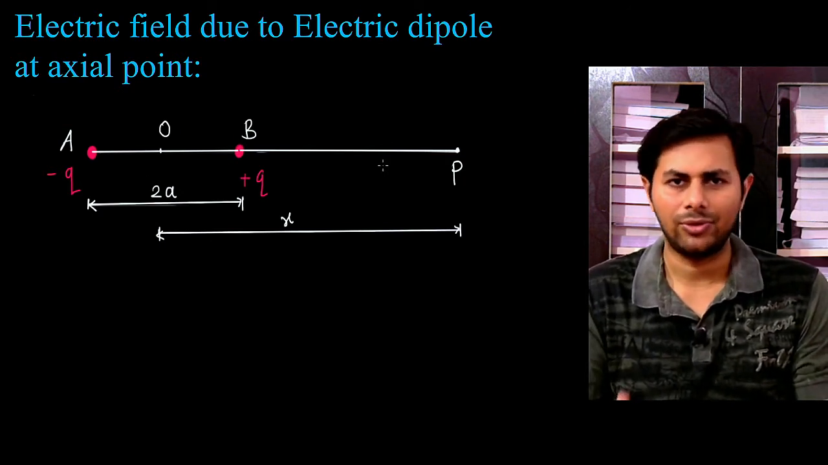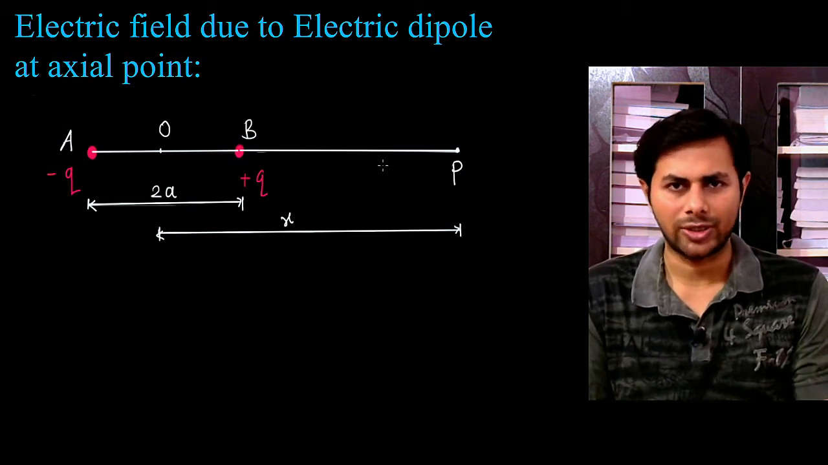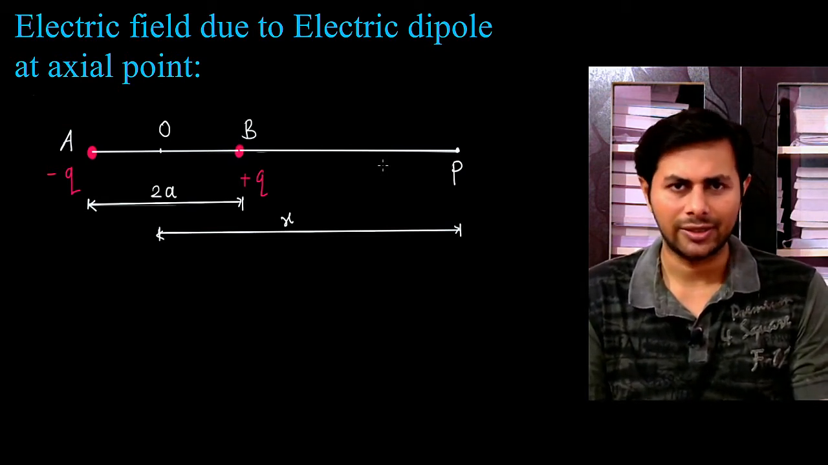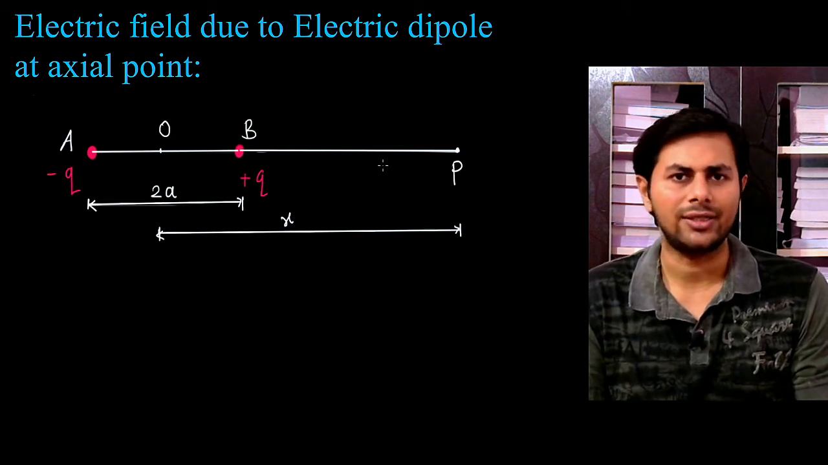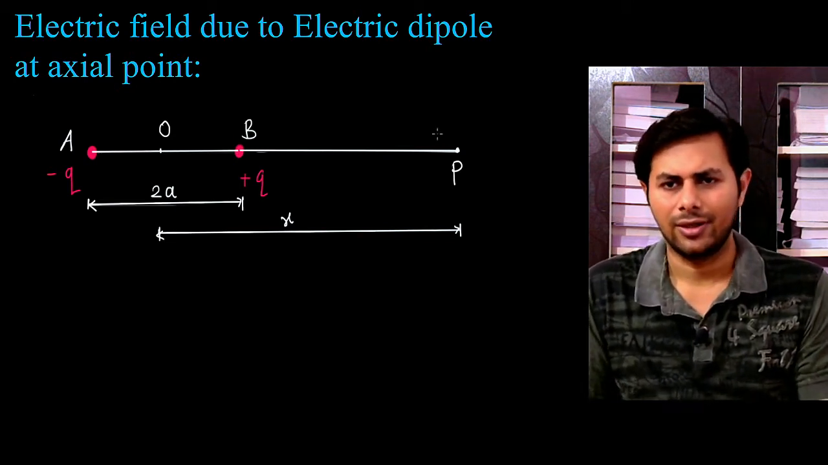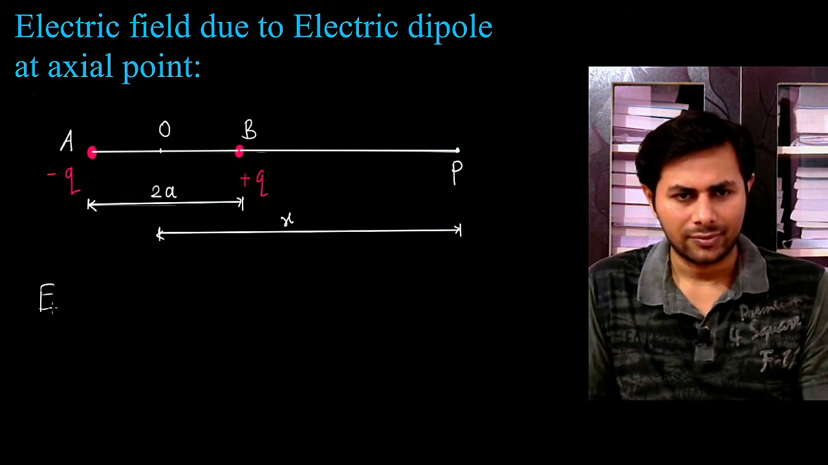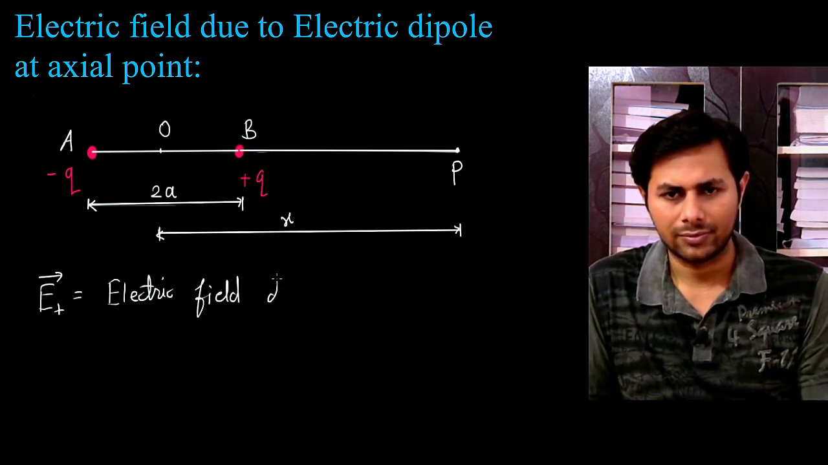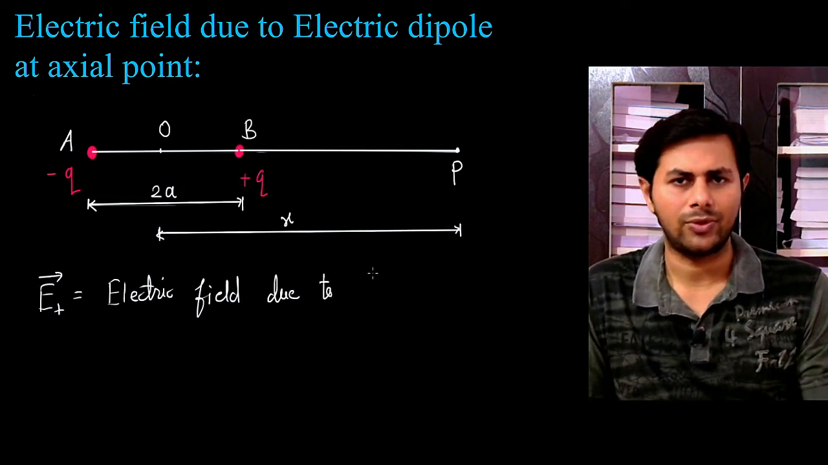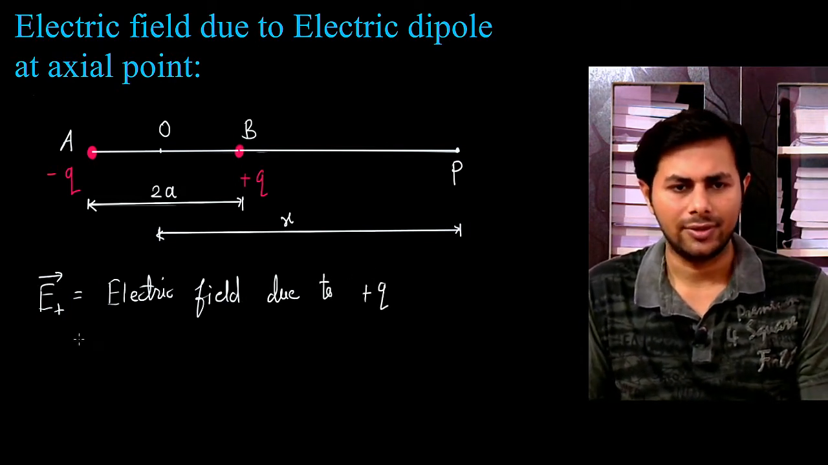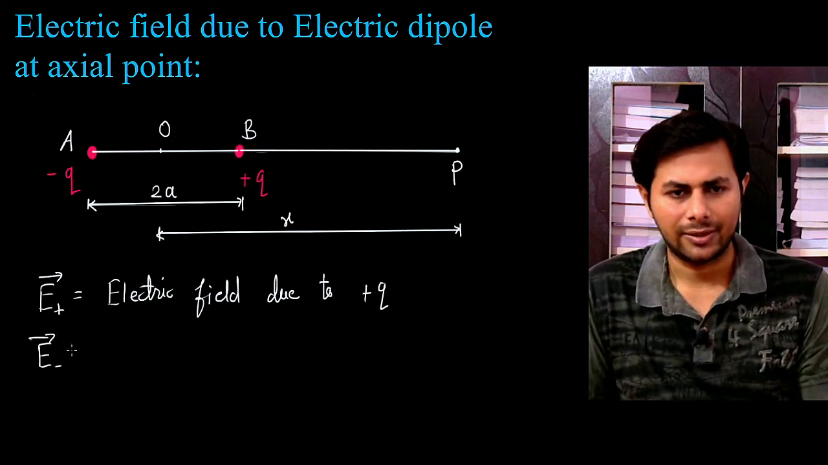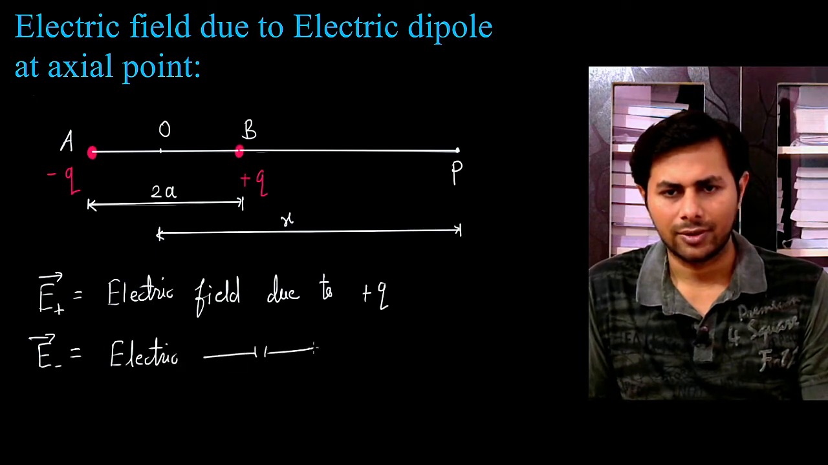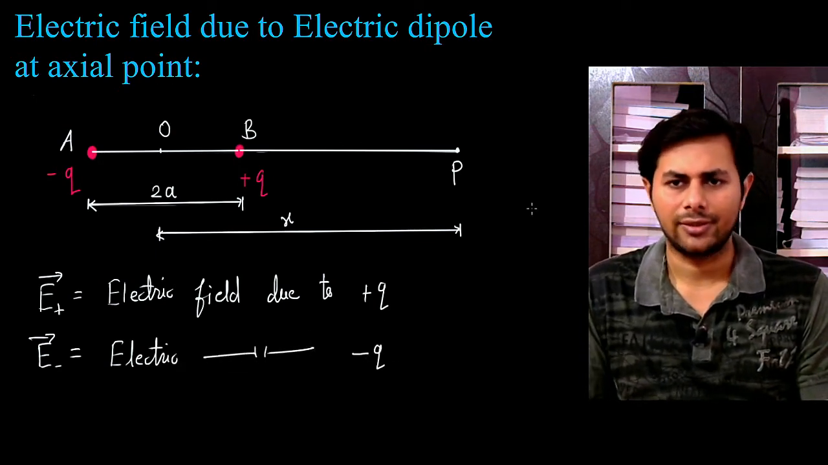So now we know that the electric field due to a positive charge is directed radially outwards and the electric field due to a negative charge is directed radially inwards. So let's suppose E plus bar is the electric field due to positive charge plus Q, and E minus bar is the electric field due to the negative charge.